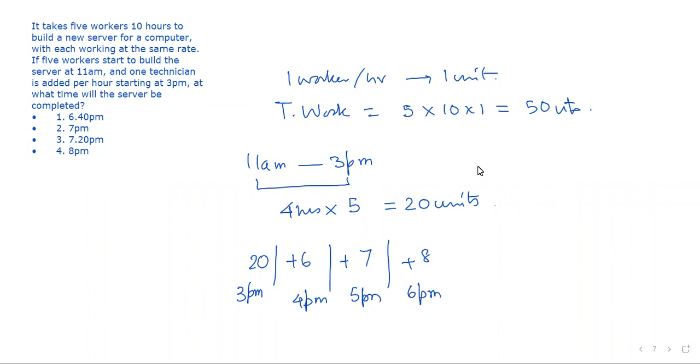We need to figure out when it will be basically 50. So basically this side would need to add up to 30. That's our target. Now it's a very simple addition. I think it's best to do it manually.